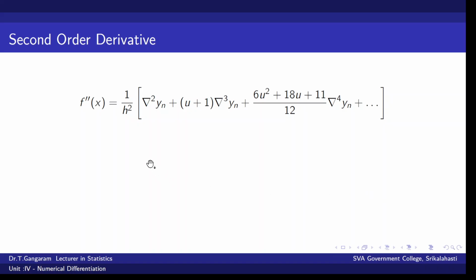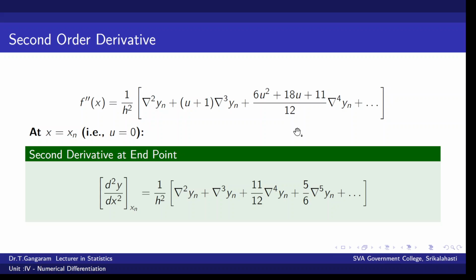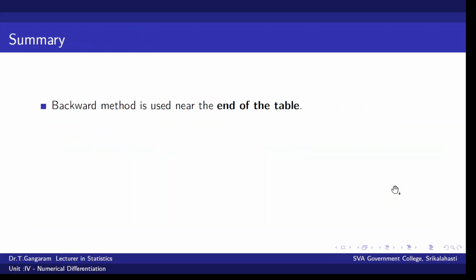Similarly, if we differentiate twice, 1 by h square into [nabla square yn plus (u plus 1) into nabla cube yn, and so on]. Keeping x is equal to xn, u becomes 0. Now the second derivative at x is equal to xn is 1 by h square [nabla square yn plus nabla cube yn plus 11 by 12 nabla power 4 yn plus 5 by 6 nabla power 5 yn]. This is the second derivative of Newton backward formula at x is equal to xn.